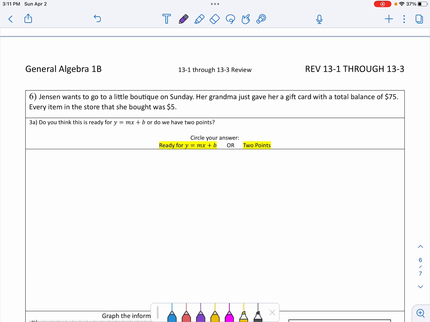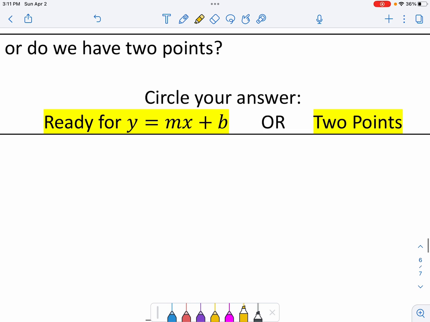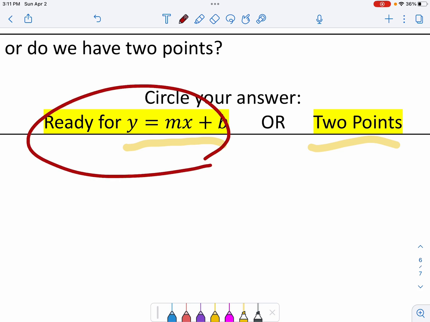Can you read the problem? Jensen. Good. The problem: she wants to go to a little boutique, so fancy, on Sunday. Her grandma just gave her a gift card with a total balance of $75. Go, grandma. Every item in the store that she bought was $5. So I saw 75 and I saw 5. Do you think we're ready for y equals mx plus b, or do you think we were given 2 points? I'm going to say 2 points. That is incorrect, because for 2 points you would have to have 4 numbers, x and y. So we're actually ready for y equals mx plus b. But here's what we need to do.